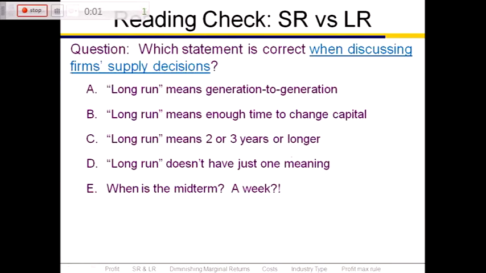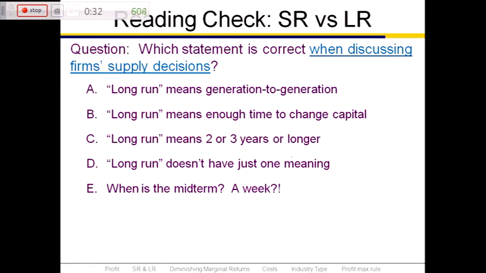Next one, here we go. Which of these statements is correct when we're discussing the firm's supply decisions? A, long run means generation to generation. B, long run means enough time to change capital. C, long run means two or three years or so. D, long run doesn't have just one meaning. Uh-oh, and then there's E. When we're talking about firm supply decisions, what's the definition of long run? A, B, C, D, or E, if you're so inclined.